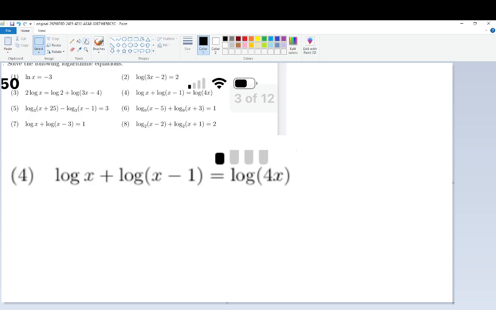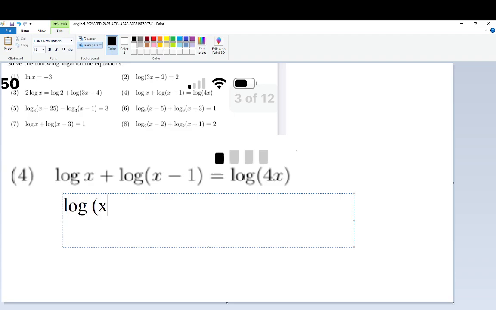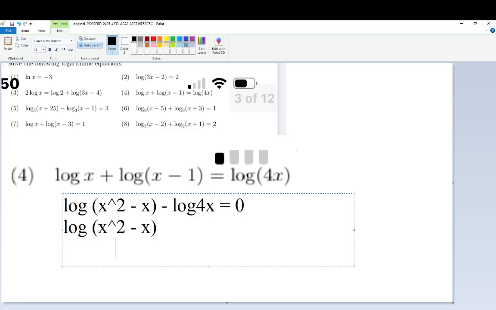So whenever you see them added like this, it means we can multiply them. So this is the same as x times x minus 1, which is x squared minus x, is equal to log of 4x. Well, I can subtract log 4x from both sides. 0. And now we've got this. Log of this thing here is the same as x squared minus x over 4x is equal to 0.